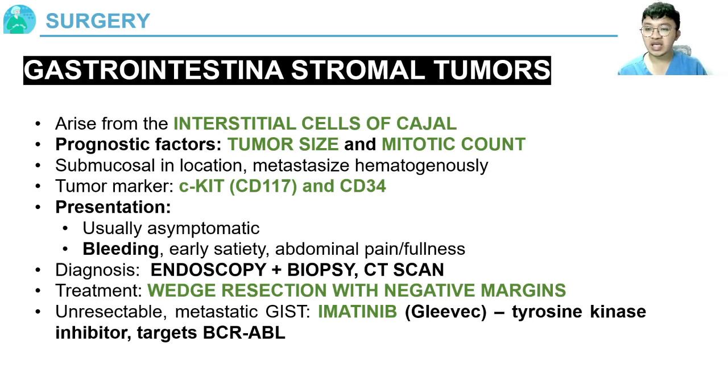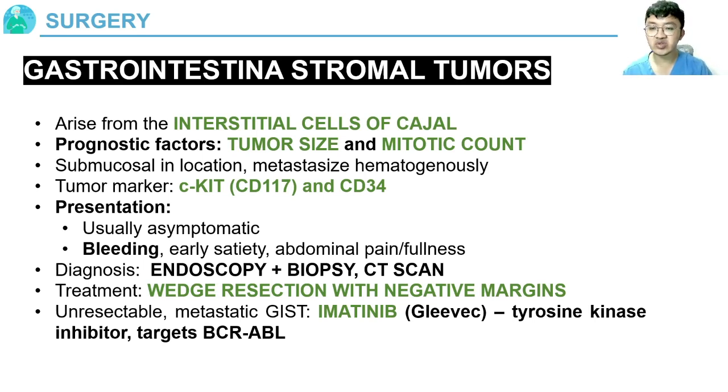So for GIST, they arise from the interstitial cells of Cajal, which are actually your pacemakers of your GI system. They coordinate peristalsis. The prognostic factors for GIST are your tumor size and mitotic count. So the larger the tumor, the more mitosis, the poorer prognosis. So your GIST is usually submucosal in location and metastasizes hematogenously.